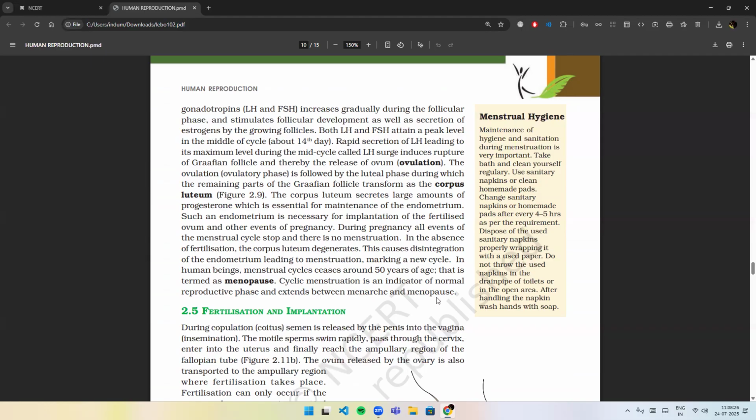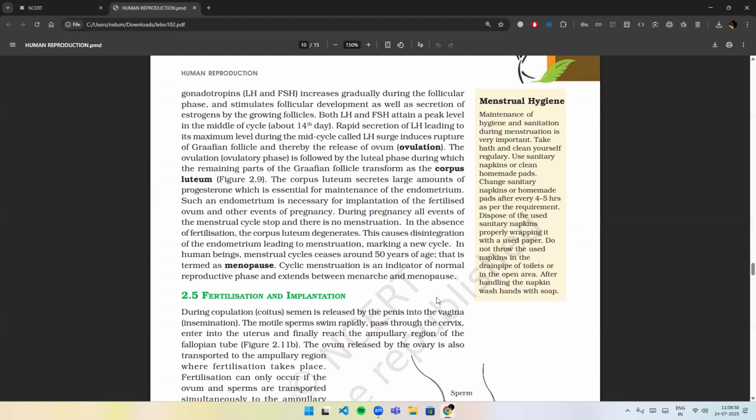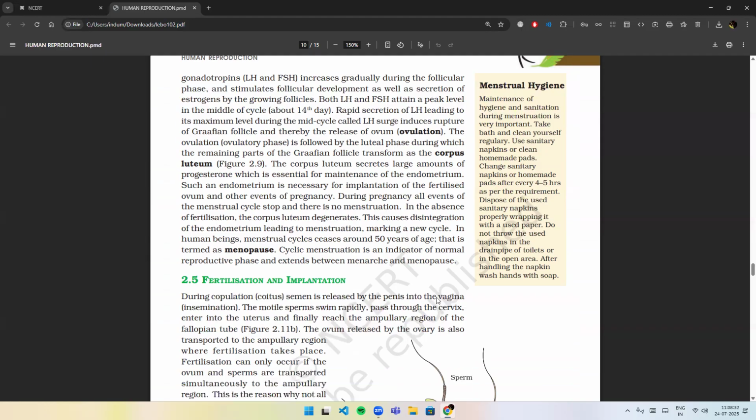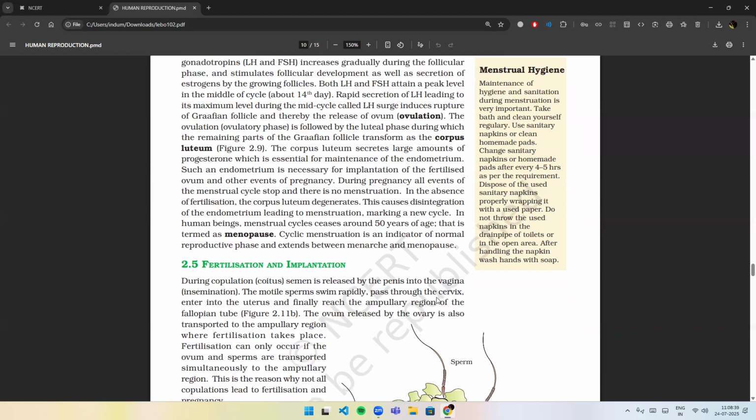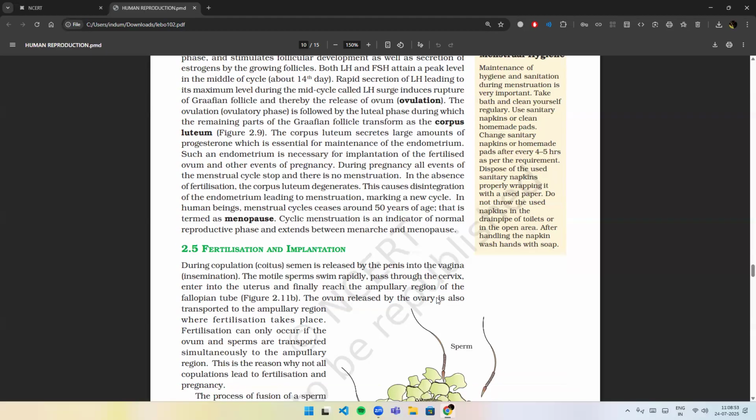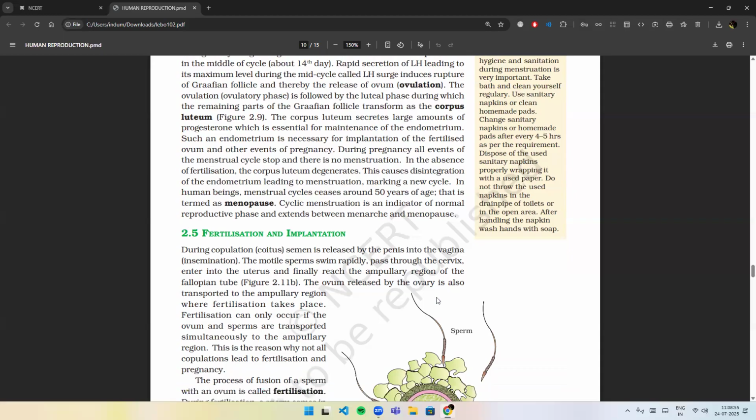Menstrual hygiene. Maintenance of hygiene and sanitation during menstruation is very important. Take bath and clean yourself regularly. Use sanitary napkins or clean homemade pads. Change sanitary napkins or homemade pads after every 4 to 5 hours as per the requirement. Dispose of the used sanitary napkin properly, wrapping it with a used paper. Do not throw the used napkins in the drain pipe of toilets or in the open area. After handling the napkin, wash hands with soap.